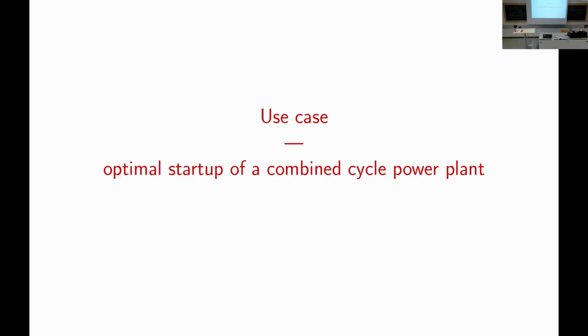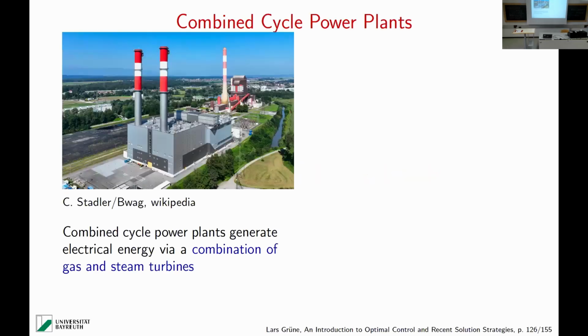Okay, so let us start again. I would like to show you a little bit what you can do with model predictive control. And this is a collaboration with Siemens Energy in Germany. They are running big, what is called combined cycle power plants. And these are really huge things. This is one of these in Austria. These are plants that generate electrical energy via a combination of gas and steam turbines.